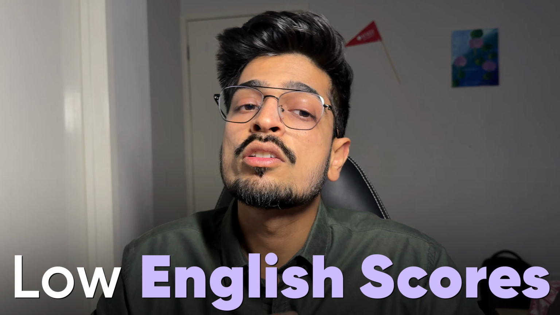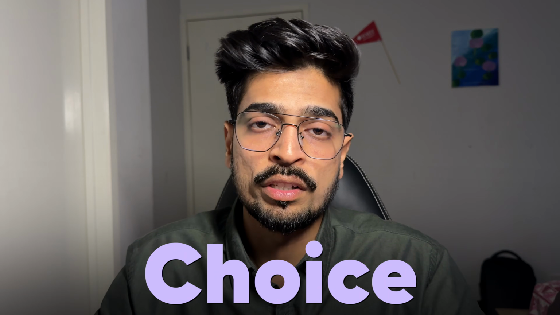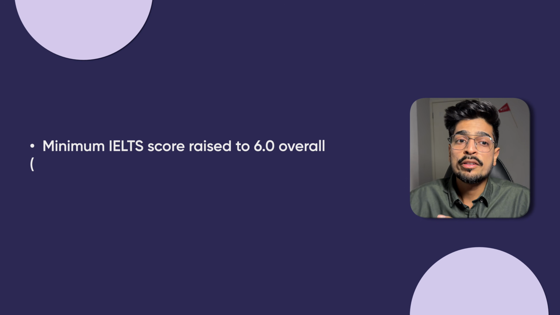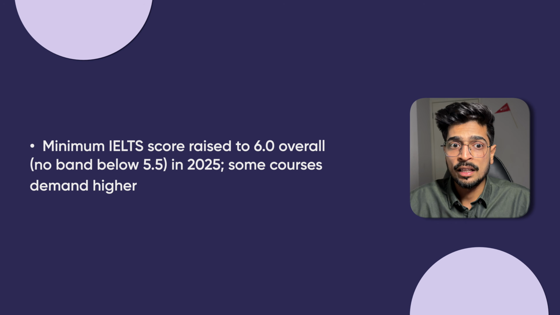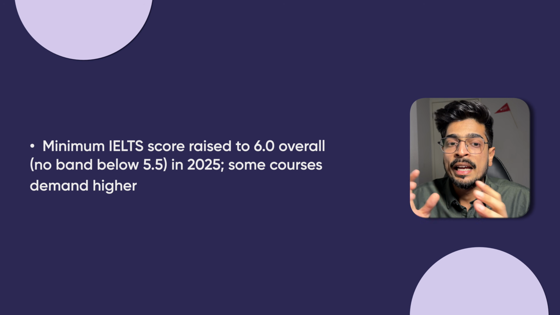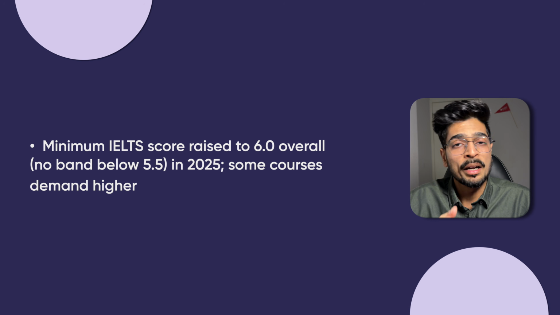The next mistake that's happening these days is low English scores and irrelevant course choices. The minimum IELTS score has been raised to 6 overall these days, right? With no band less than 5.5 in 2025, but some courses recommend higher. So I'm always telling you to try to have at least 7 minimum and try to improve your English.